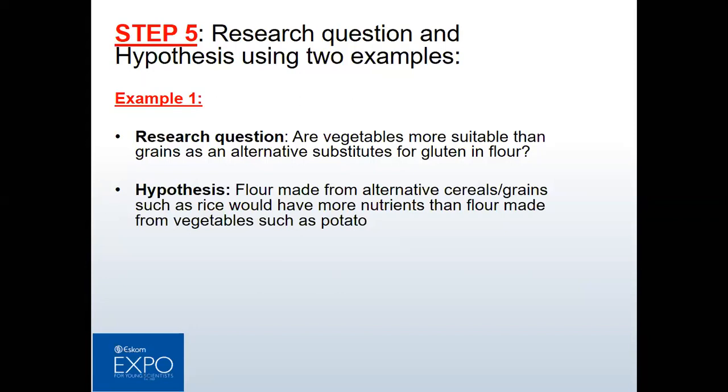So my first example, if my research question was, are vegetables more suitable than grains as an alternative substitute to gluten in flour? Then my hypothesis for this particular research question would be, this is my hypothesis, it could be different for somebody else: flour made from alternative cereals and grains such as rice would have more nutrients than flour made from vegetables such as cauliflower, right?